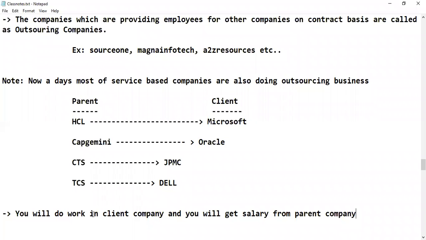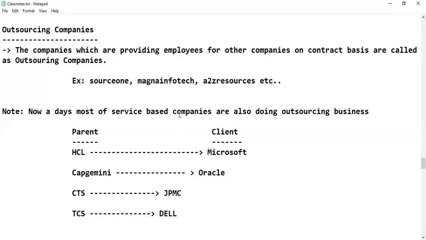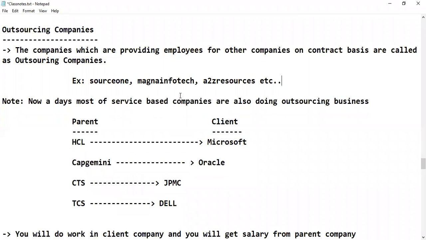There are so many companies in the market nowadays doing this outsourcing business. Now, Microsoft wants 100 Java developers. Recruiting 100 Java developers is a difficult task for Microsoft, because they need to conduct interviews, wait some time, select the people, and the people will join after 2 or 3 months.